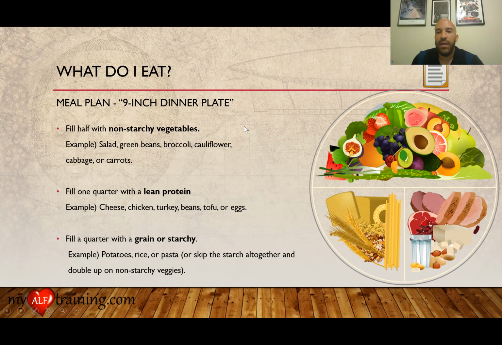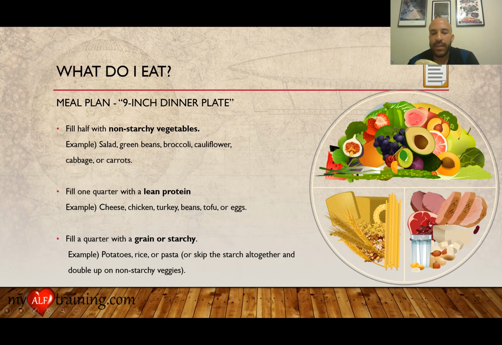as you see here. First we cut the plate in half, and we have one half, two half, and then we cut half number two into half again. So we have 1/4, 2/4, and then 2/4 over here. So we have a whole plate. Now, after you do that in the 9-inch dinner plate method, it calls for you to fill half of the plate with non-starchy vegetables. So, what are non-starchy vegetables?